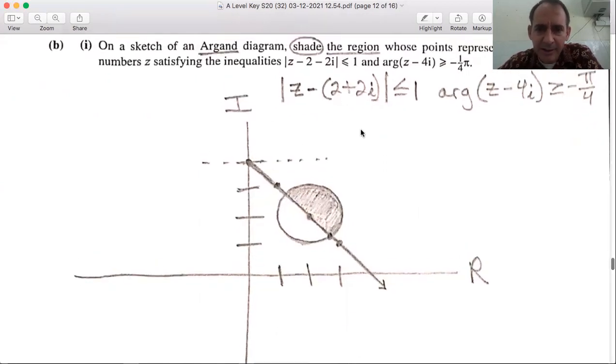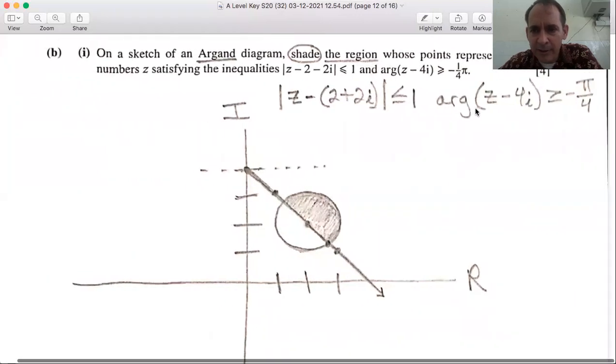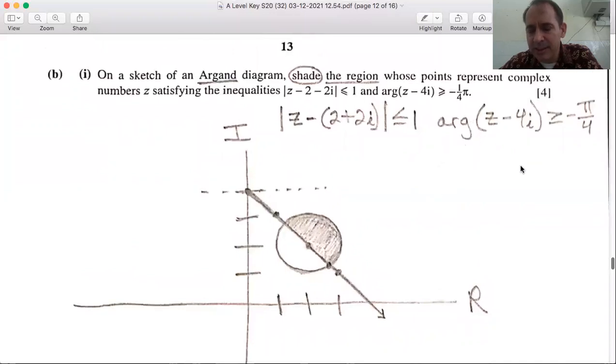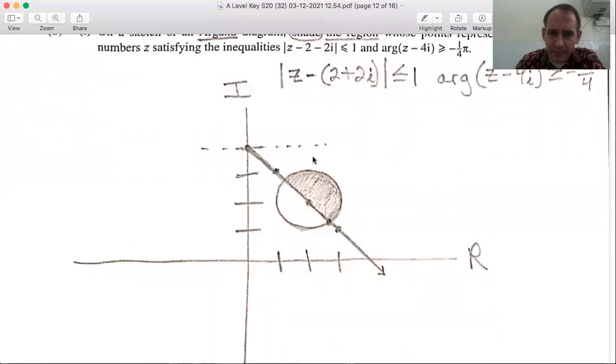Here is our circle. Center is at 2 plus 2i with a radius of 1. And then we have z from 4i, which is up here. And this is going to be the angle part, which you go down pi over 4. So from your imaginary axis, you go in the negative direction, pi over 4, which is negative 45 degrees. So it comes down through here, and it is within the circle, less than or equal to 1.